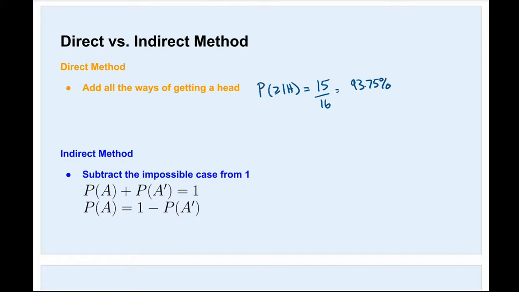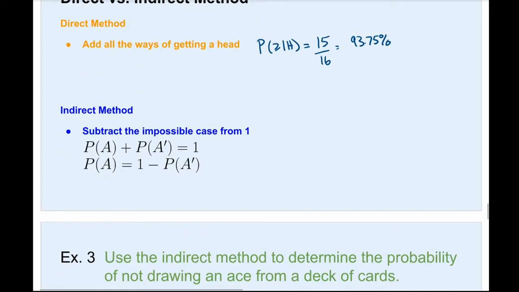The indirect method is where you subtract the impossible case from 1. So there's a couple things we need to think about here. The reason that we're subtracting it from 1 is that all probabilities equal 1 or 100%. So that is the most probable that you can be when you're looking at outcomes.